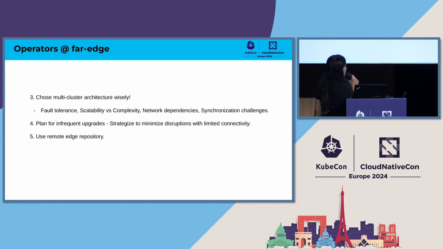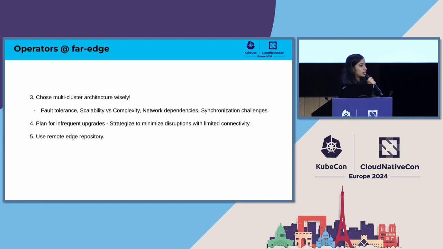With the edge devices, since they are basically deployed in challenging conditions, it's very difficult to ensure that there is consistent network connectivity always. So make sure that you plan for infrequent upgrades, which means there's going to be a case when you would like to upgrade a model, but then the upgrade need not happen immediately.